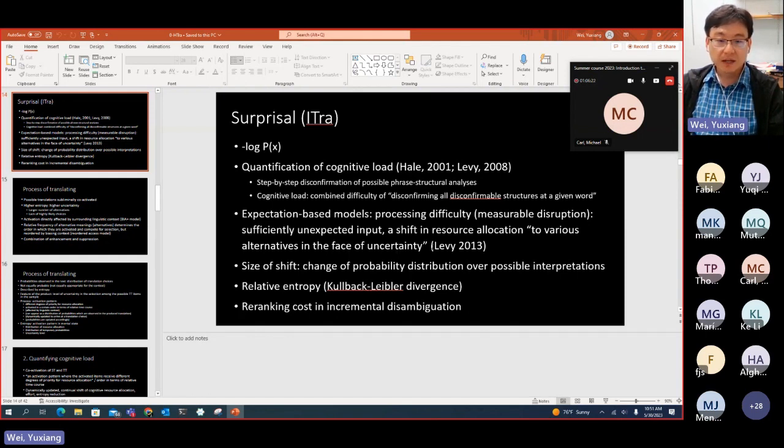To Levy, this shift and this relative entropy is the re-ranking cost in incremental disambiguation. And these studies are from psycholinguistics, and they have to do with structural disambiguation. The basic conclusion there is that surprisal and relative entropy can represent the cognitive load involved there.